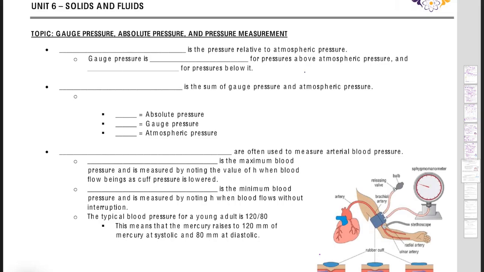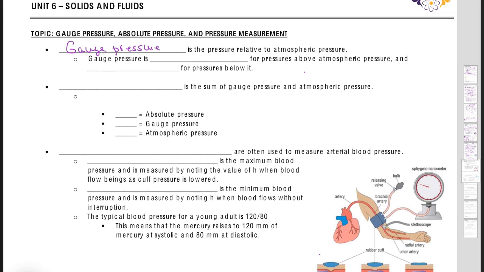Alright, so in this video we're going to look at the difference between gauge pressure, absolute pressure, and different types of pressure measurements. These are some of the more real-world examples of where pressure is used. The first thing is gauge pressure. Gauge pressure is the pressure relative to atmospheric pressure.